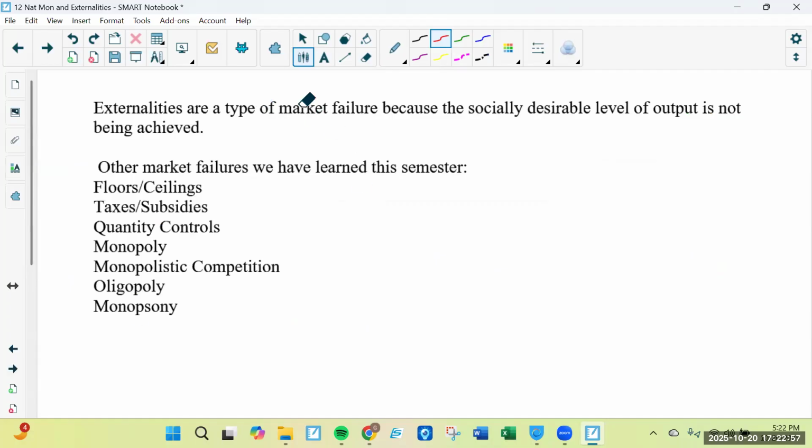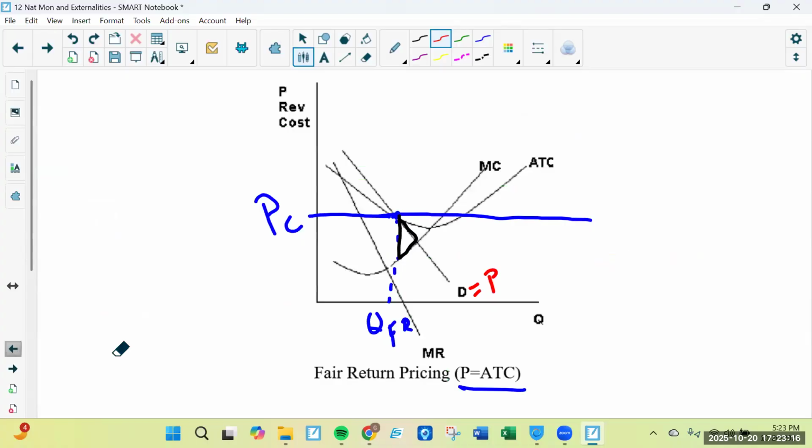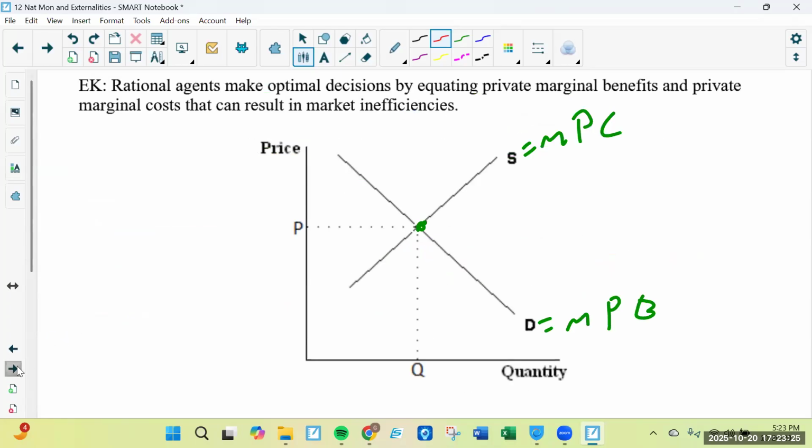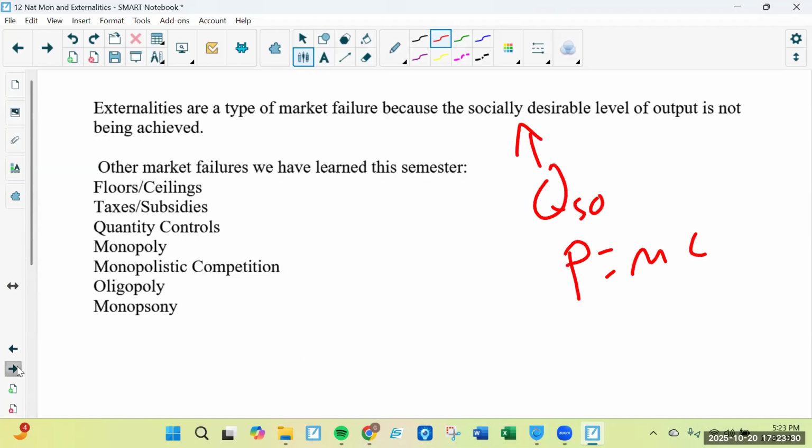Now, externalities are a type of market failure because it means we're not actually producing at the true socially desirable point. We're not producing at the socially optimal quantity or the allocative efficient point. We're not producing where price equals marginal cost. And I know up until this point, even when we went back to monopoly, we're always talking about that intersection of supply and demand, price equals marginal cost. That's the allocative efficient point. Yay, us. In reality, that's because we ignore externalities. But in reality, externalities exist, right? And so what we've got to do is take those into consideration.